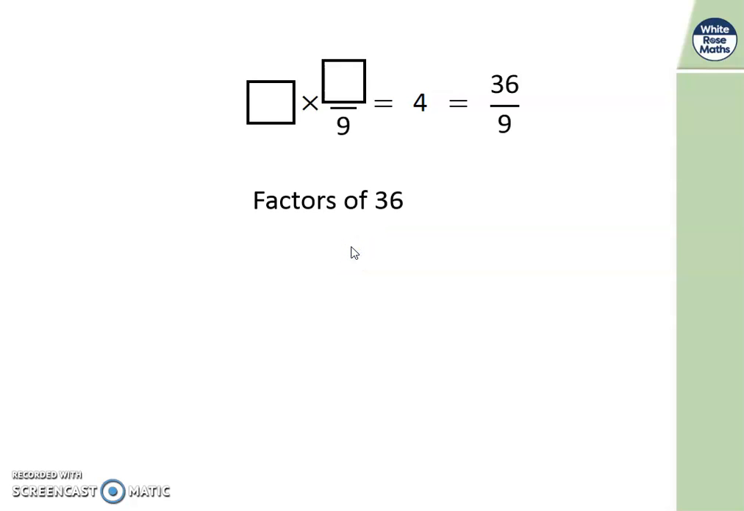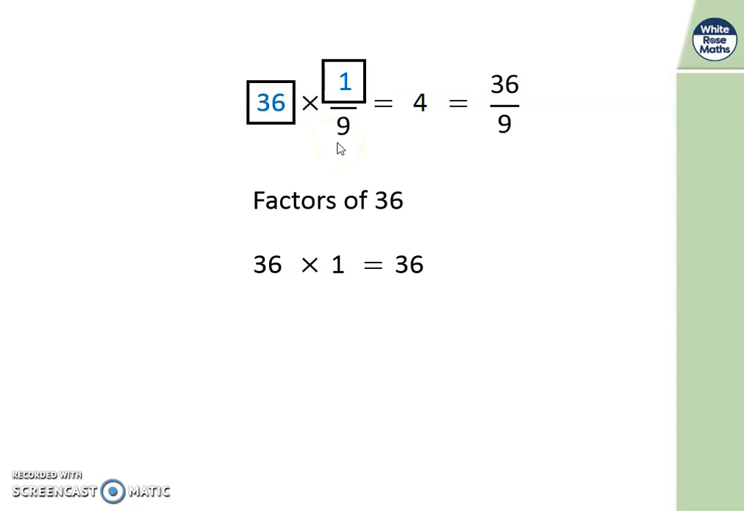So we need to think about factors of 36. That means 2 numbers that will multiply together to make 36. Can you think of any? Well, what about 36 times 1? They could go in there.